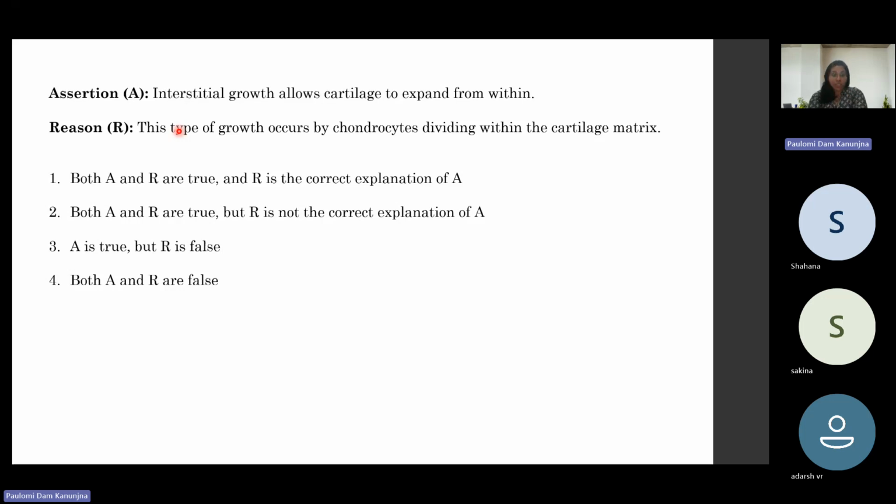And the second last question, and we have just 2 slides remaining, and we shall end quickly. This one says interstitial growth, which we have discussed, allows cartilage to expand from within. And this type of growth occurs by chondrocytes dividing within the cartilage matrix. I think if we have discussed and I have told you, this is very simple to answer.